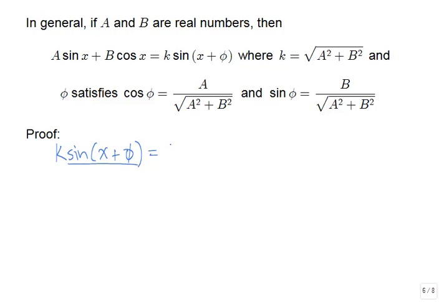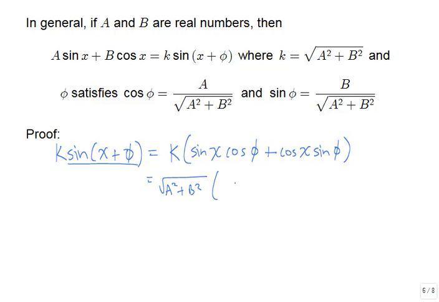So it's going to be this k times sine of the first angle x times cosine of the second angle phi plus cosine of the first angle x, sine of the second angle phi. Now what is k? They tell me what k is. K is this great big square root. And they tell me what cosine phi is. It's all of this expression here.